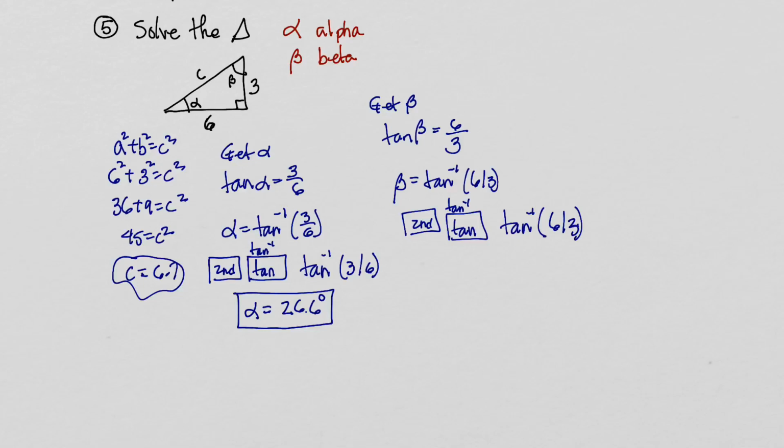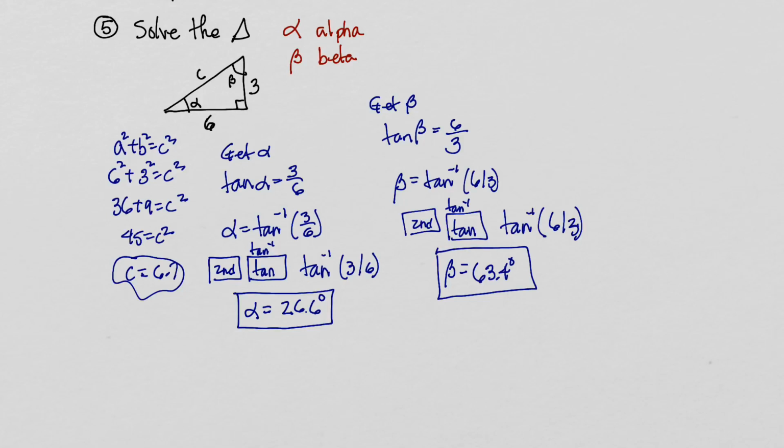In doing so, I'm getting that beta is 63.4349 and so on, but we want to round just to 1 decimal place. So how about this? 63.4 degrees. So I think we have this solved, right?